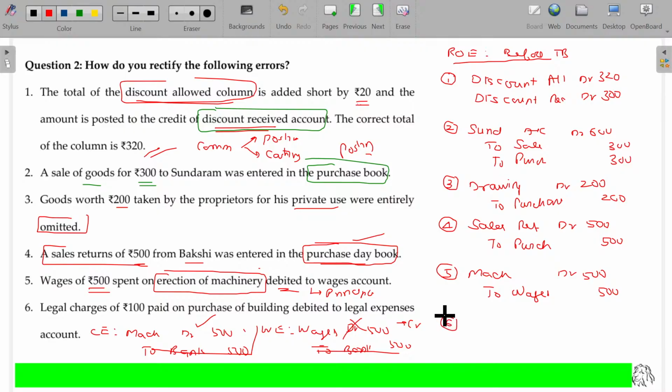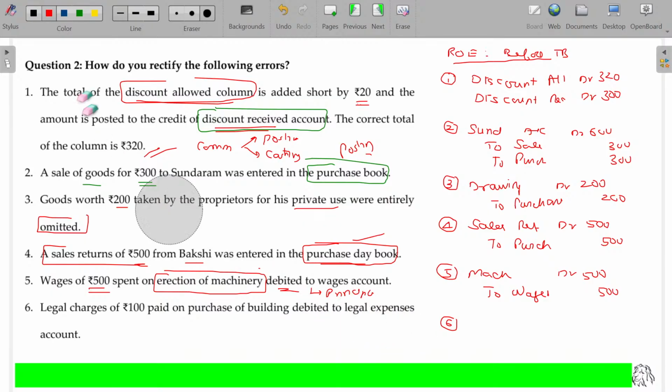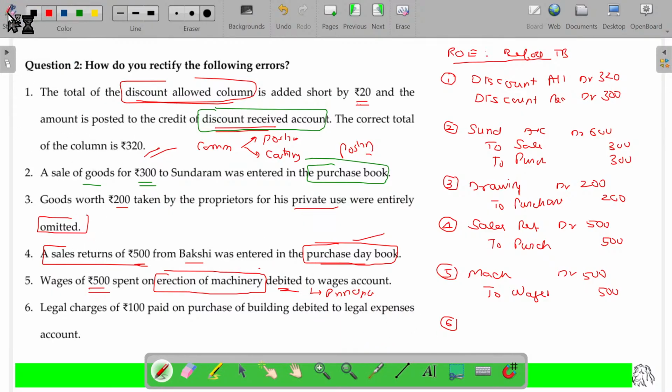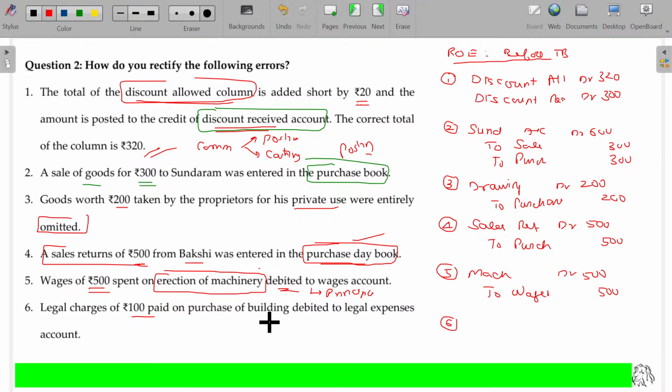Sixth one. Legal expenses 100 paid on purchase of building debited to the legal expenses account. Correct entry. Legal charges for purchasing the building should be part of building account. And they have wrongly charged to the legal expenses account. Error of principle. This is also error of principle. So, building account debit to cash is the correct entry.